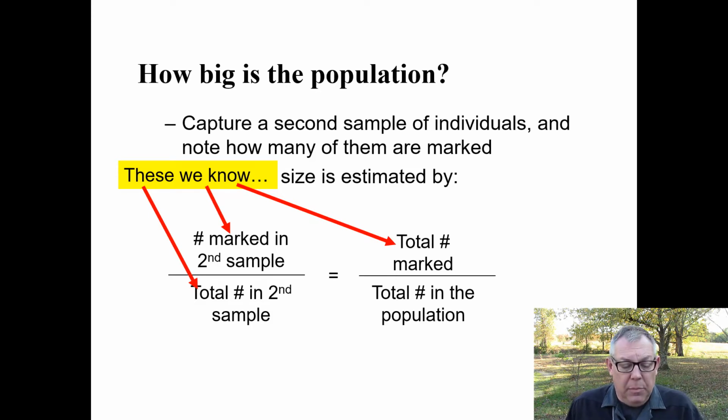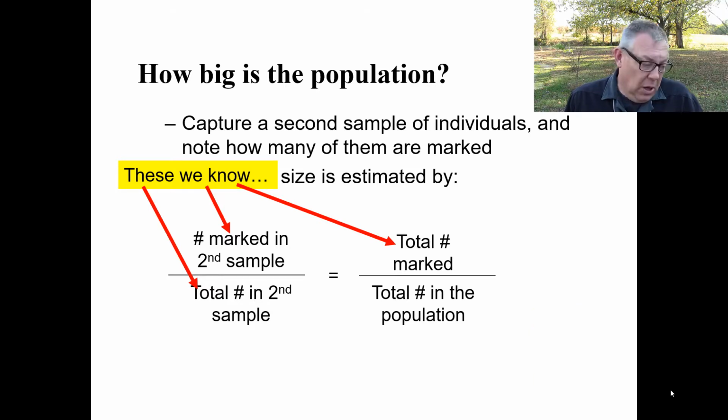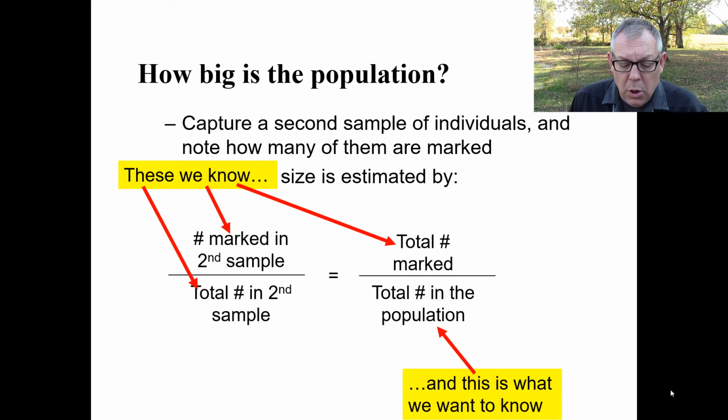In the second sample, we know how many are marked because we just caught them and we can tell if they're marked, and we know how many we caught. And so if we fill in those values that we know, we can estimate the total number in the population. That's what we want to know. And so that's basically what a mark recapture estimation is called, a Peterson mark recapture estimation. And there are ways to make this more sophisticated, but basically this is the basic idea.